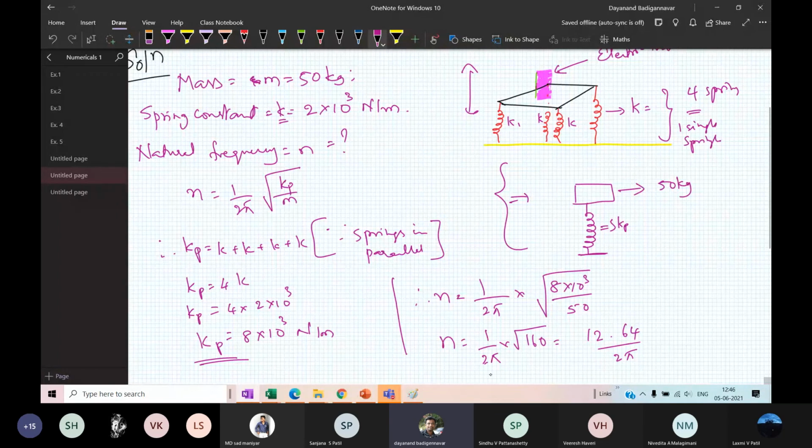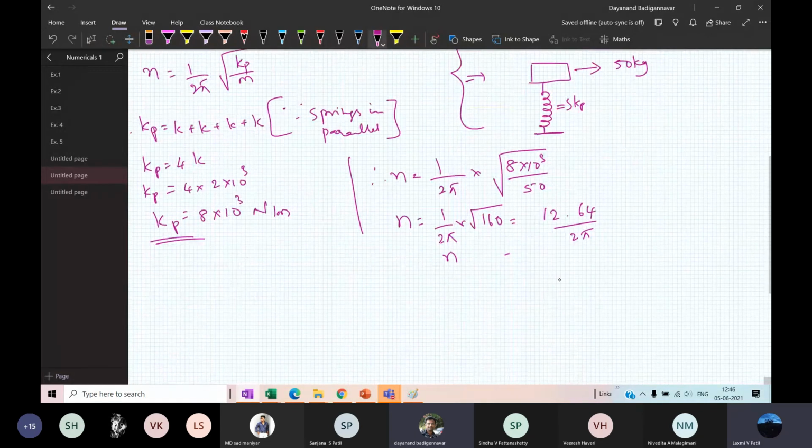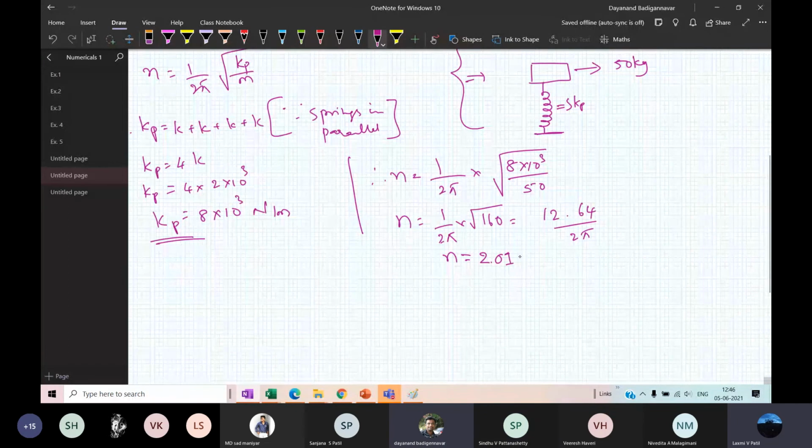What is the answer? N equal to what is the frequency? 2.01 Hertz. This is the value we get for the frequency. Check it, and you can confirm it later also.